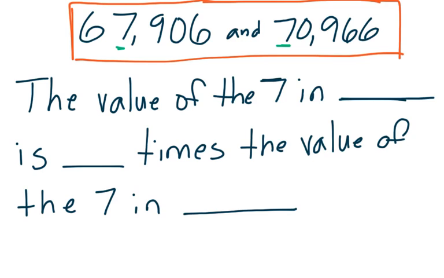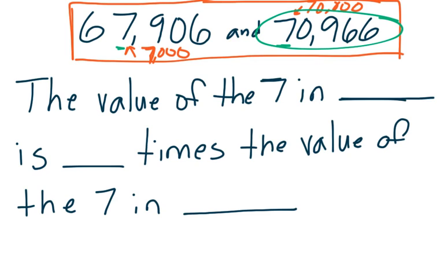Okay, let's take a look. The value of the 7, and we want to focus on that value. So I'm going to go up here and I'm going to look at my value. This 7 is worth 70,000. This 7 right here is only worth 7,000. So because I'm looking at that value, this 7 in my second number is worth more than the 7 in my first number. So because that second number, the value of the 7 is 70,000, that's the first number I'm going to write.